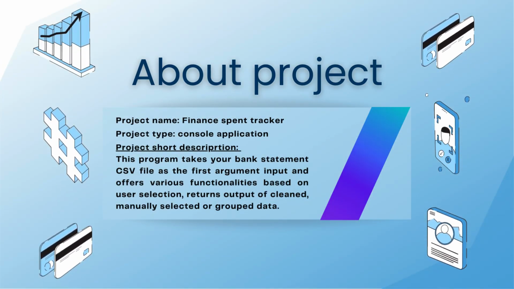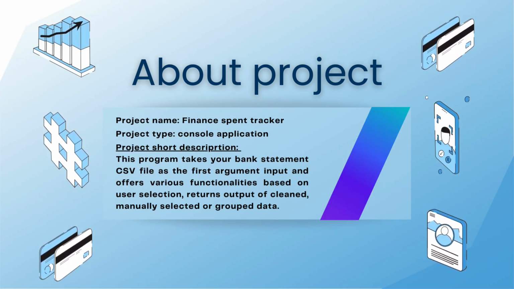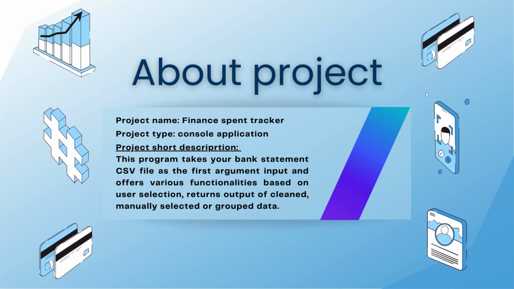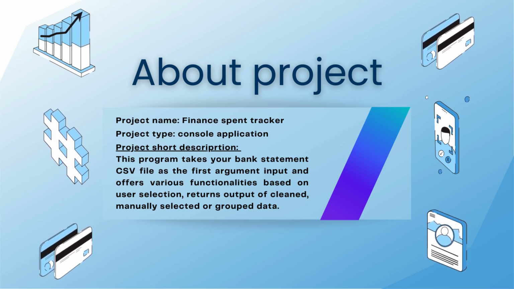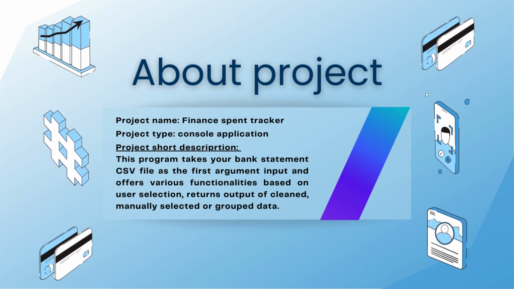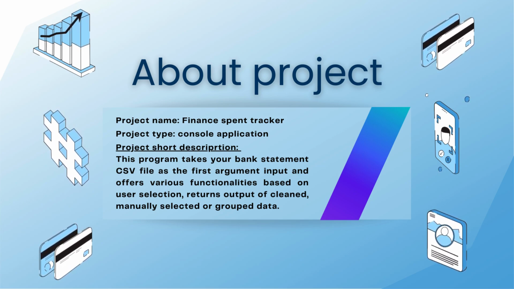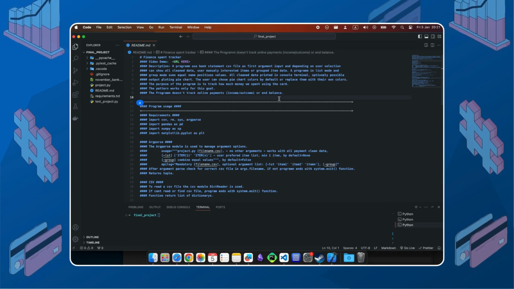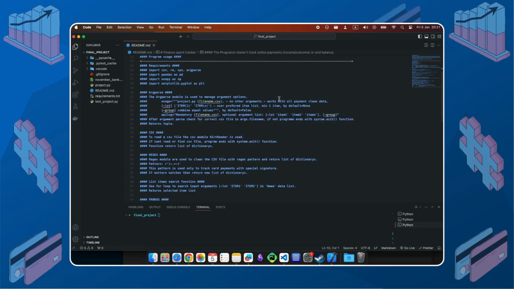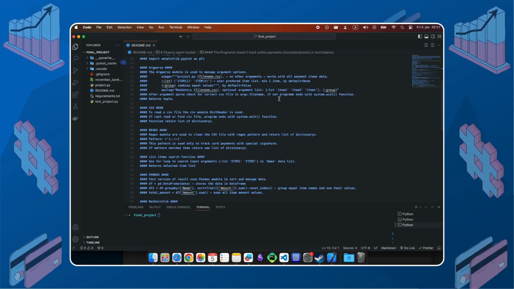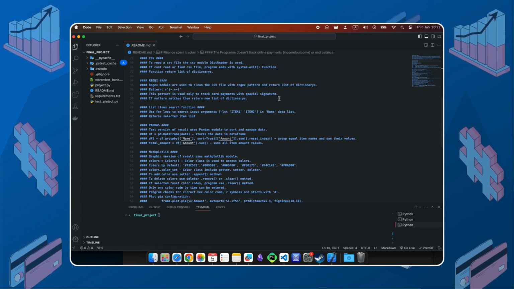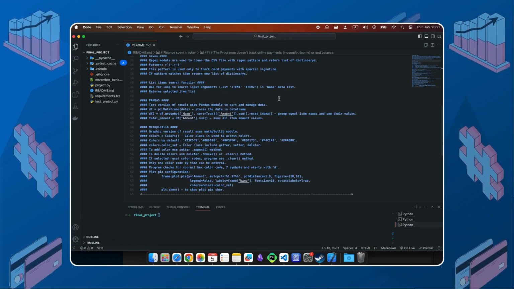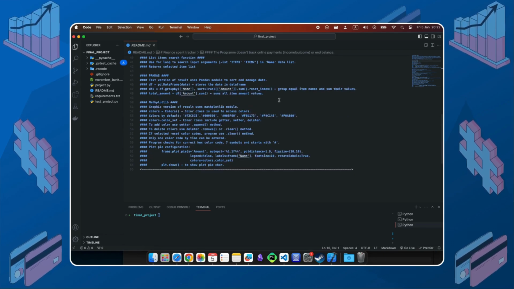The program was written in Python and uses a command line console for control. This program takes your bank statement CSV file as the first argument input. It offers various functionalities based on user selection. To achieve this goal, I used such libraries as CSV for CSV reading, RE to clean data and search for patterns, sys to end the program if something goes wrong, argparse to manage arguments, pandas to work with clean data, and matplotlib to create data visualization.